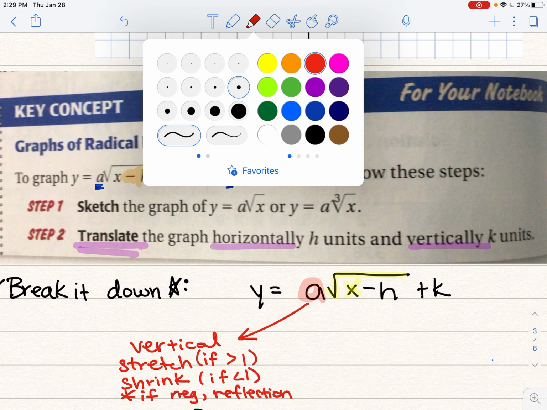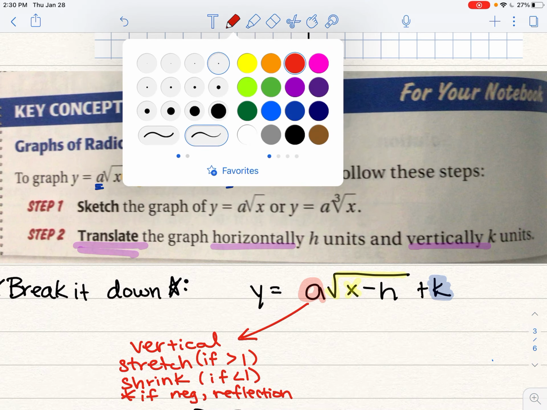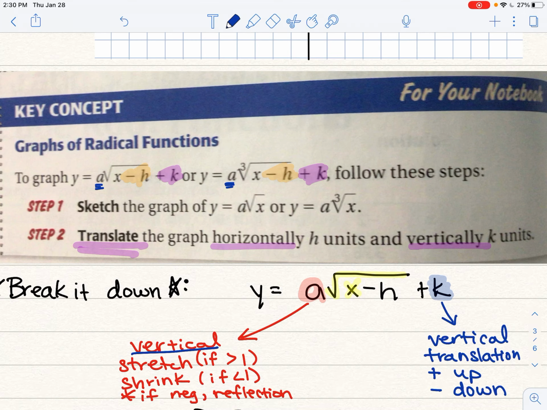Okay, so now let's look at this number out here. This is the k value. Notice that it's also outside of the root. Any numbers outside of the root are some sort of vertical change. So we call this a vertical translation or a slide. Okay. And if it's positive, we go up that number of units. And if it's negative, we go down. Okay, pretty standard. So if this is plus k, that means we would go up k units.